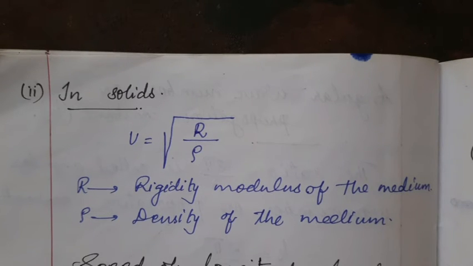Now these transverse waves can be produced even in solids. If you take a solid material of density rho, and its rigidity modulus is R, which is related to elasticity, then that rigidity modulus is related to its elastic behavior. So the speed of a transverse wave in a solid depends on two things: the density of the medium and the elastic nature of the medium. That is square root of R by rho.